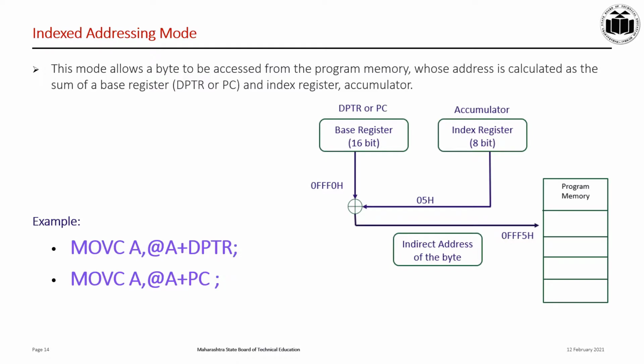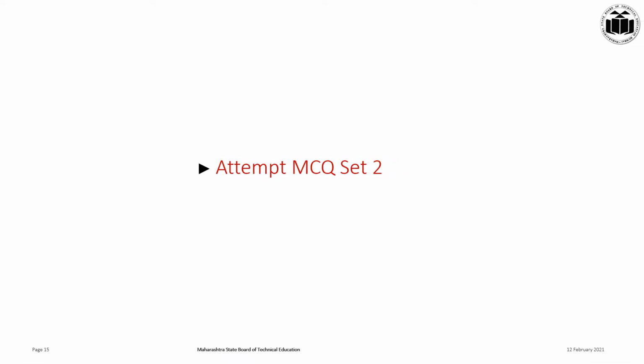MOVC A, @A+PC. Contents of ROM location pointed by the sum of addresses A and PC are copied to accumulator A. Now, please take MCQs from set 2, which are given in your assessment sheet.